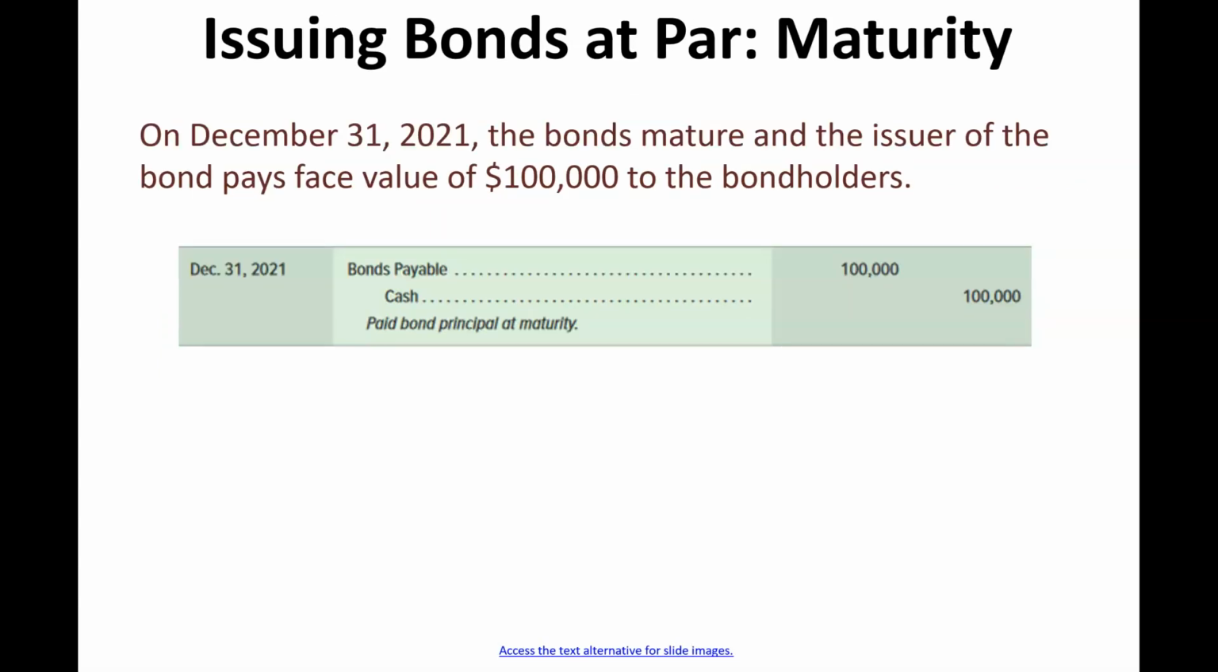This one is how to record a bond issued at par at maturity. At maturity, you've already made all your interest payments, and that is the money that the bondholders actually get. So at the end of the 2 years, you give them their money back, which will be a credit to cash, and then you debit bonds payable to take it off of your books because you don't owe the money anymore.